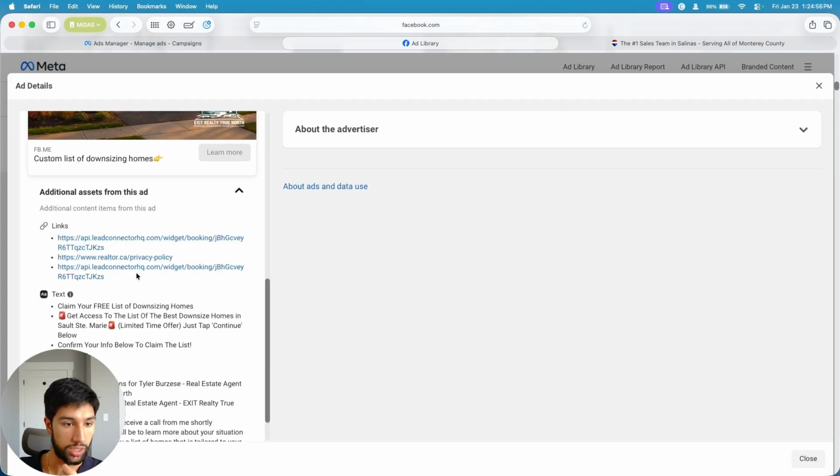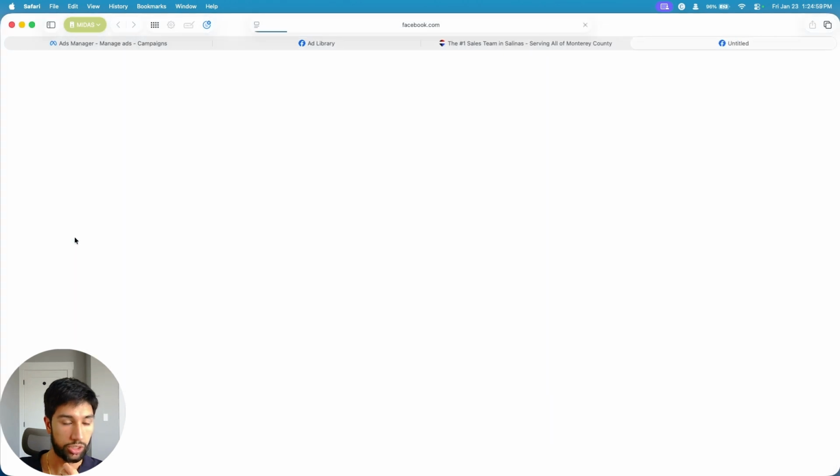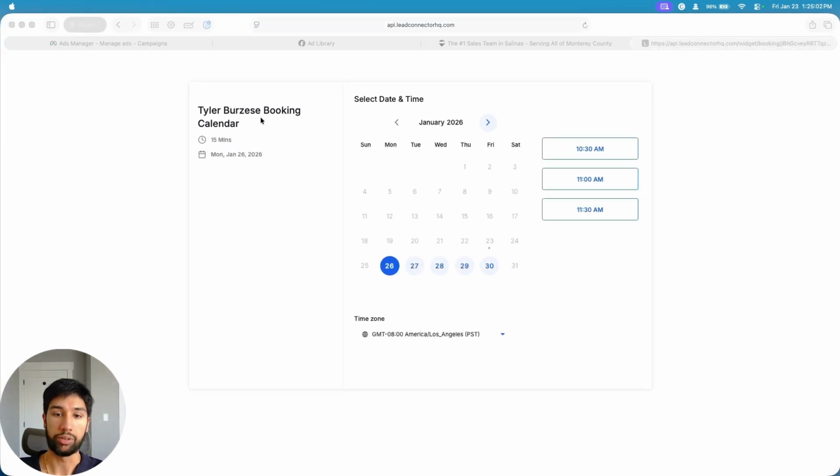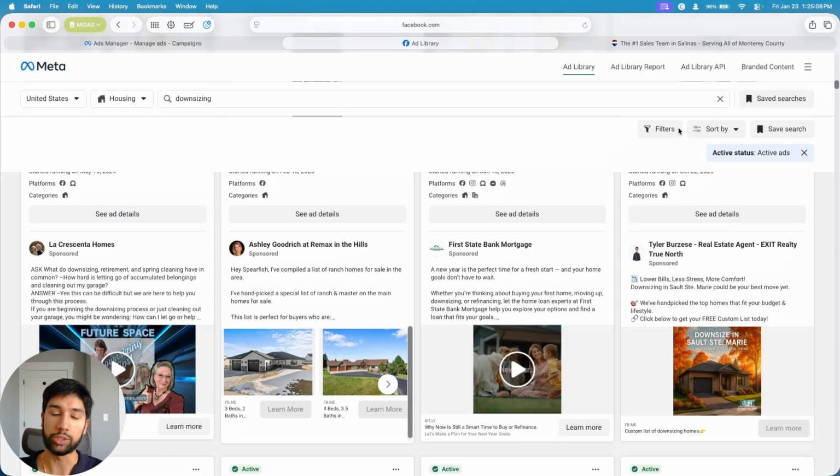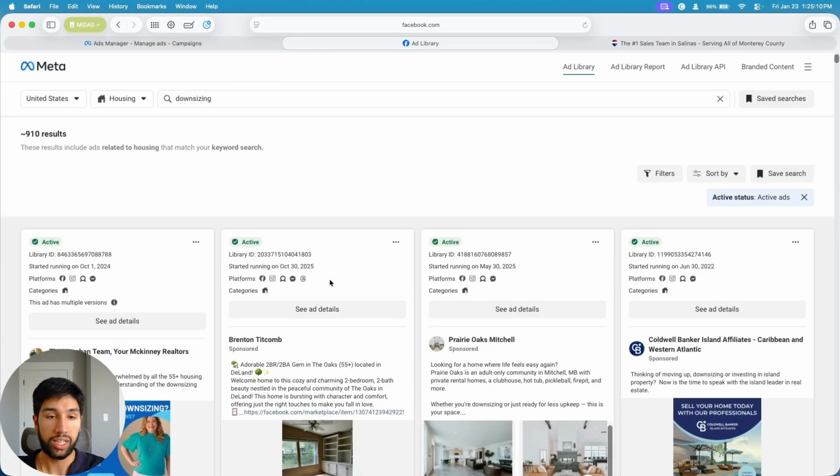Okay, this is their booking page. So if I go here, okay, cool. Now I can book a site. Again, this is getting a little bit more advanced. I'm probably going to make another video on landing pages and all that, but I just wanted to give a quick overview of how you can use the Facebook ad library to find ads that work really well for you and then can fit your niche.